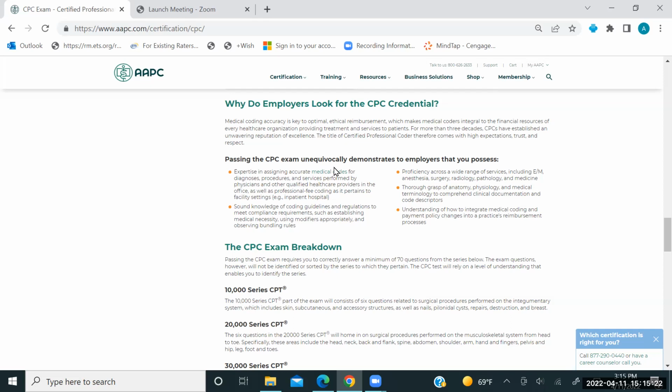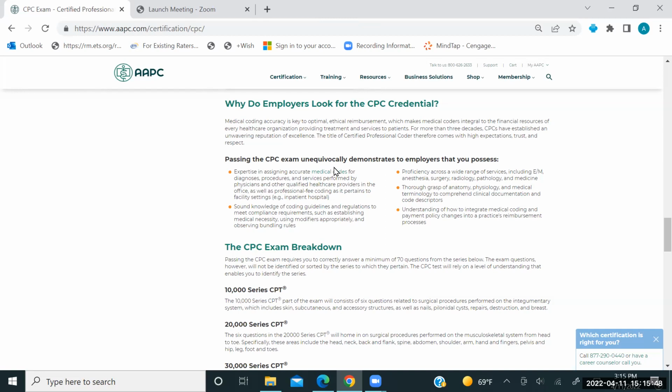But the reason why the CPC exam is valuable to have as a credential is 1, it shows that you understand the manuals, and 2, that you can correctly assign codes under a time crunch. Because coding is often going to require you to very quickly and accurately assign codes. So that's what the benefit is.